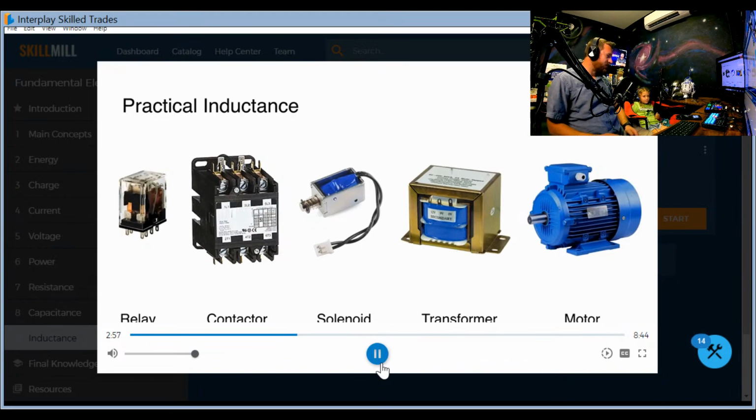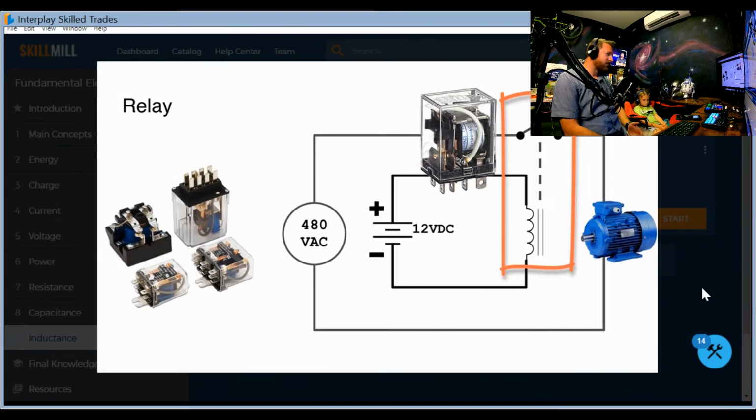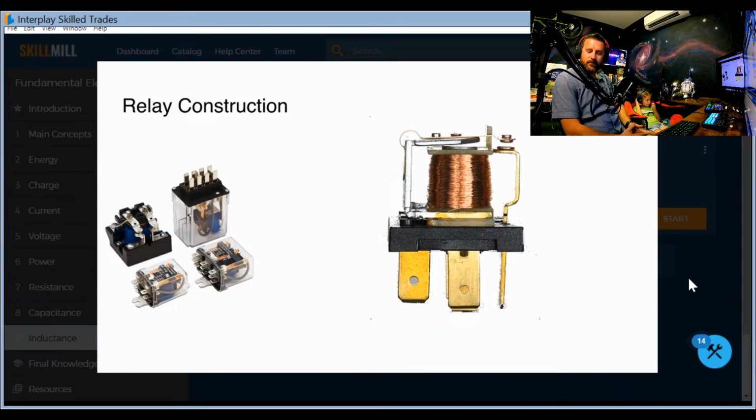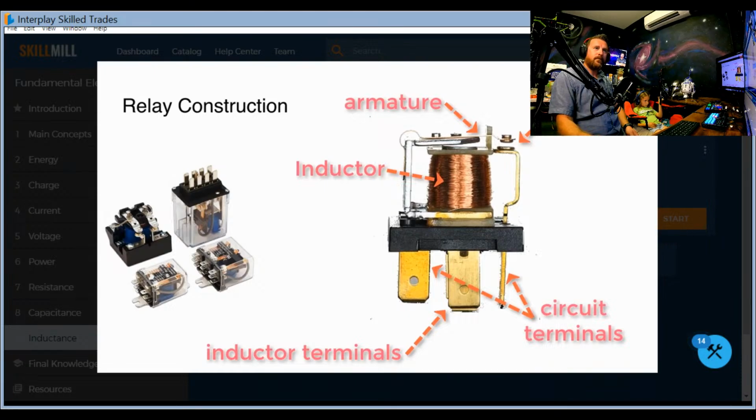Electrical components that we use every day are relays and contactors, solenoids, transformers, and motors. A relay is an electrically operated switch. It's commonly used to control another circuit. For example, a low-power 12-volt circuit with a relay could turn on and off the current for a different circuit with a large current and voltage that operated a heavy load. It uses an inductor as an electromagnet controlled by one circuit to pull down an armature that either opens or closes a connection in another circuit.